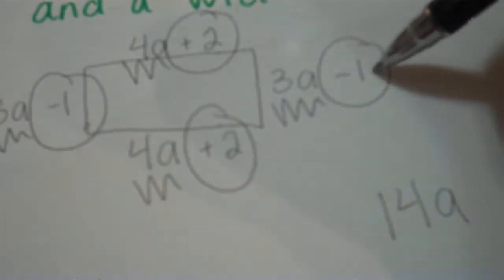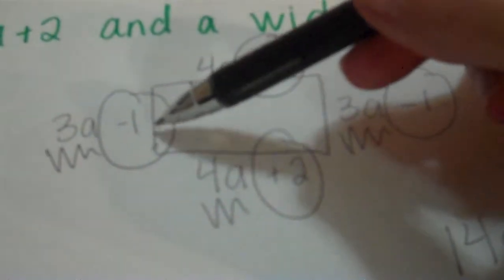Okay? And then I combine my other guys. Positive 2, minus 1, minus 1. 2 plus 2 is 4, minus 1 is 3, minus 1 is 2. But it's a positive 2, so plus 2. And that would be my answer right there.